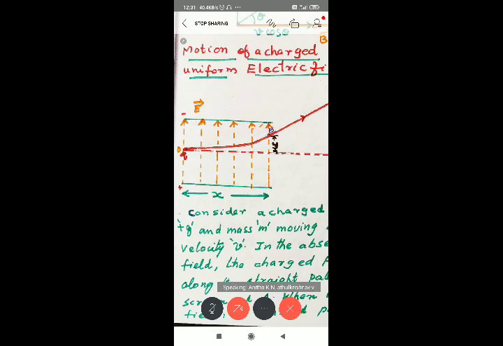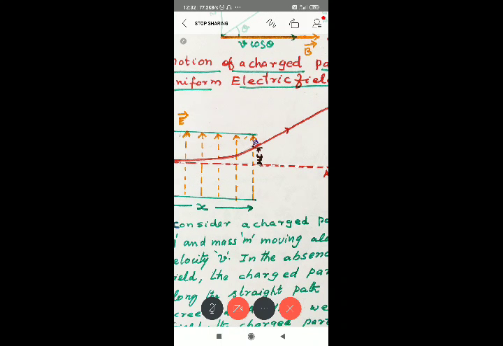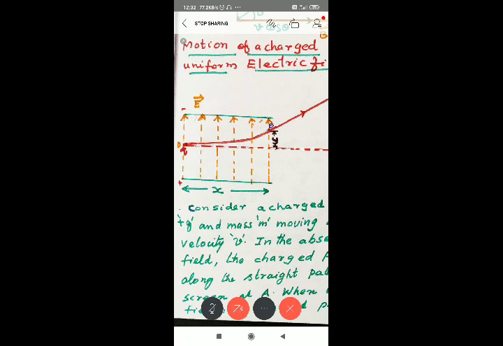Okay, a response is there. Adil Krishna: in the direction of the electric field. Very good. A charged particle moves in the direction of the electric field. That is why that motion is shown with the red colored pen. It is moving up, not downwards, because it experiences a force and is accelerated in the direction of the electric field.